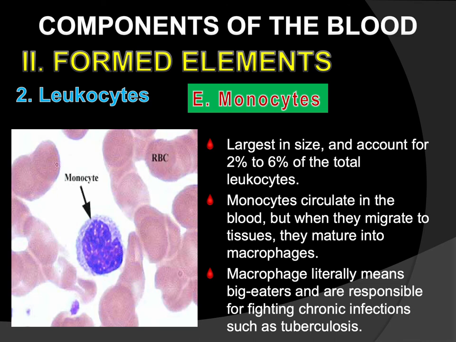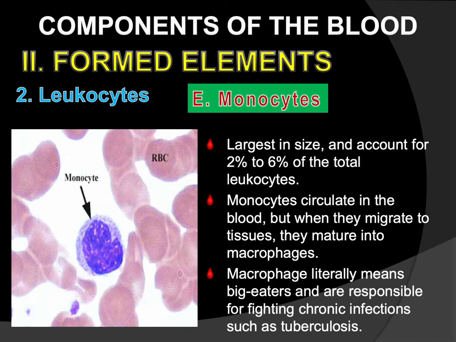The last type of the leukocytes are the monocytes. Monocytes are the largest in size, and they account for 2 to 6% of the total leukocytes. Monocytes circulate in the blood. When they migrate to the tissues, nagiging macrophage. Macrophages are big eaters. And dahil nga monocytes, pag naging macrophage, are very, very big. Kaya sila ay mga big eaters at magaling sila ngayon sa chronic infections such as tuberculosis.